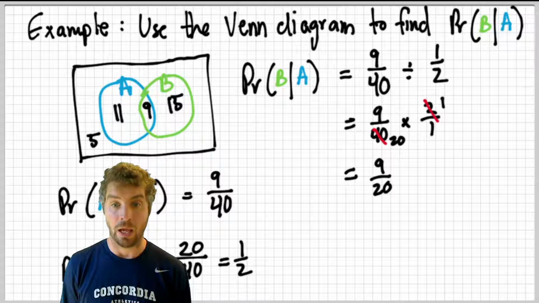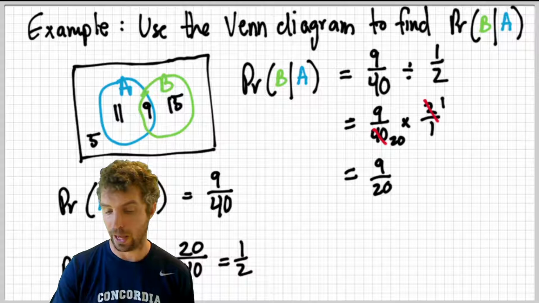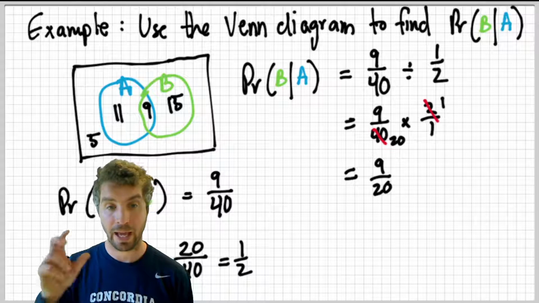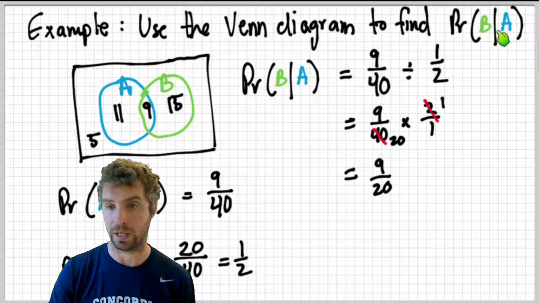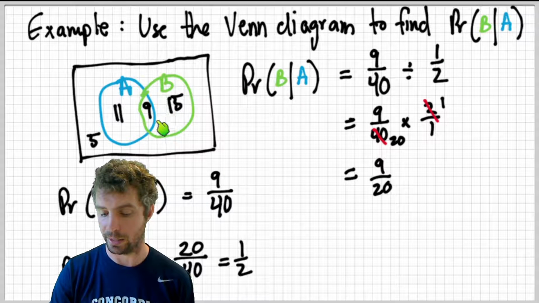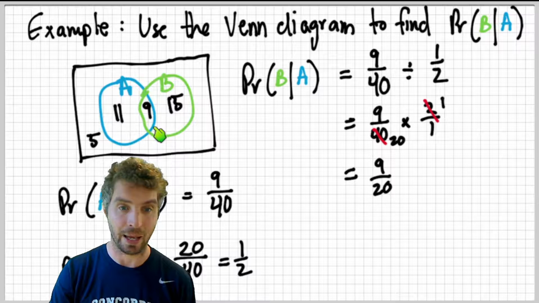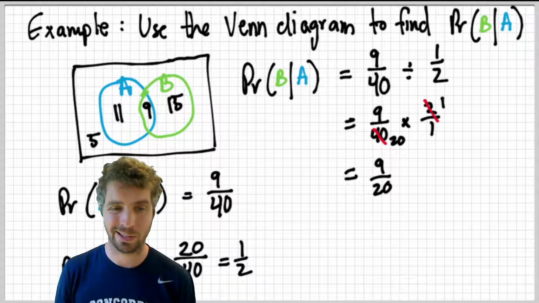Now, if we look at that answer, it should be fairly obvious that if A has already happened, that's what this whole thing is explaining. Well, we can just look at A and say there's 20 things in A, and 9 of them include B as well. So it's 9/20.